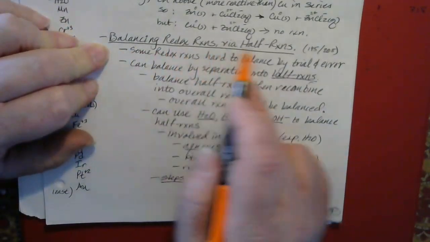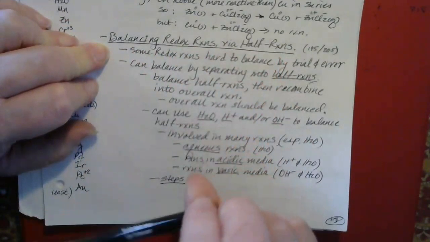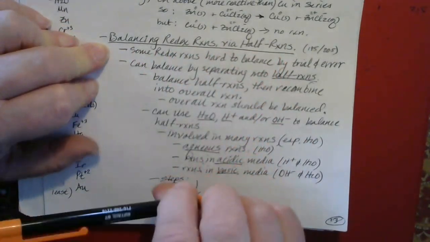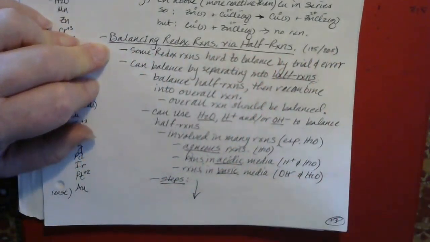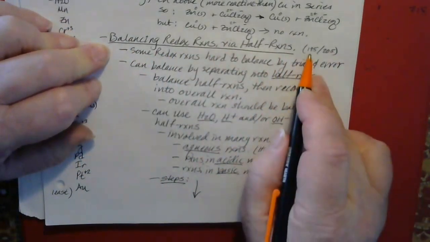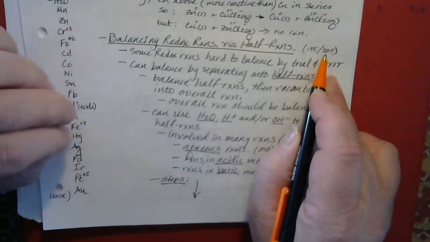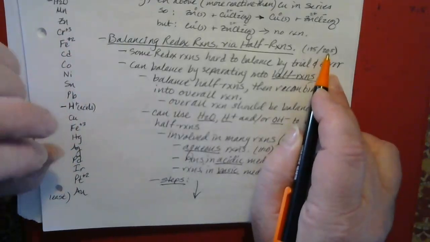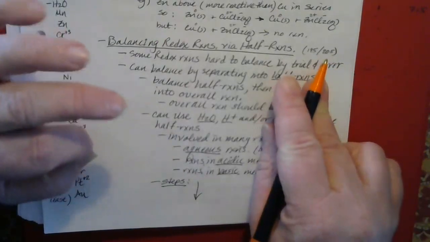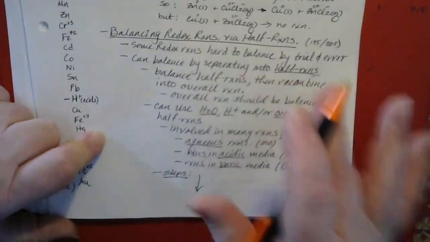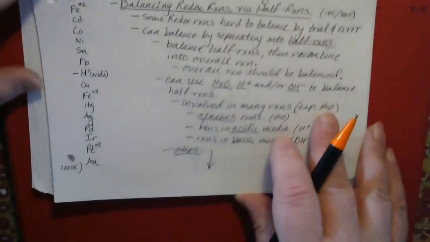All right, we now move on to balancing redox reactions via half reactions. The 195 over 205 is just the page number in the PDF. It's 195 in the book, but the PDF says it's 205 because the PDF counts all those introductory pages at the beginning that don't have page numbers. So the numbers are actually different by 10.